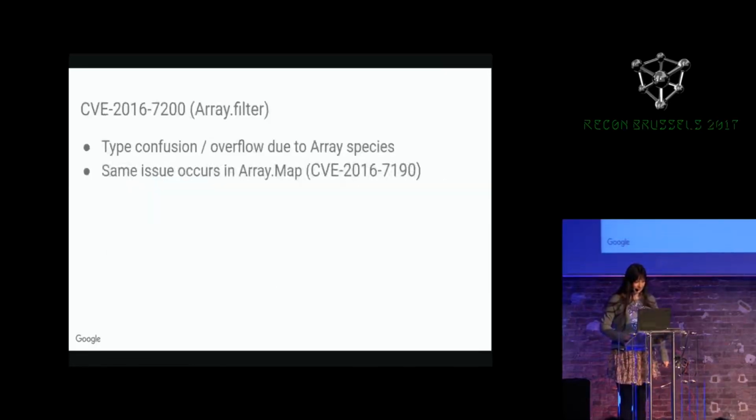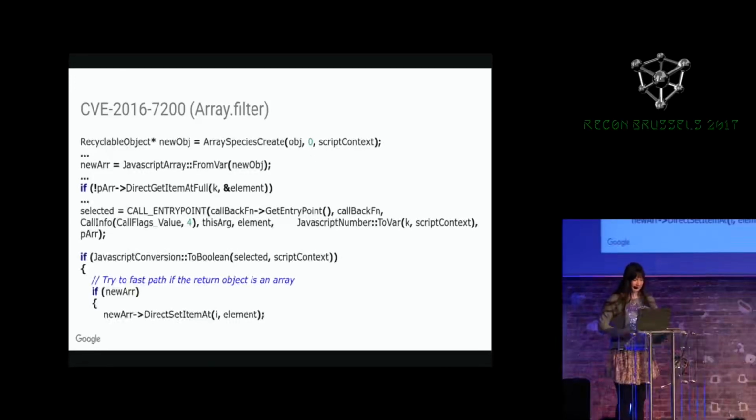So to give an example of how these two things combine to cause bugs, there's this bug in array.filter, and there's a similar one in array.map. To show how this works in the script engine, first you want to call this method, which basically runs a function on every item in an array, and if the function you provided returns true, the item goes into the new array, otherwise it does not.